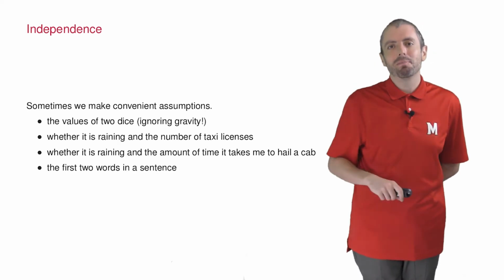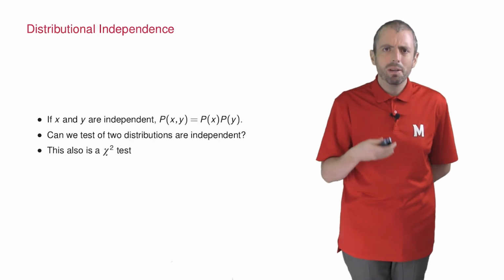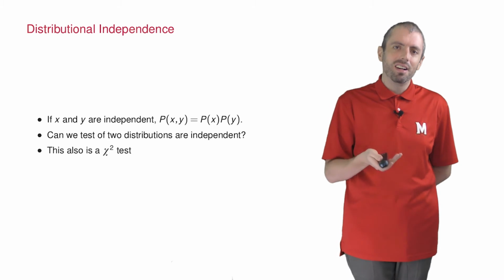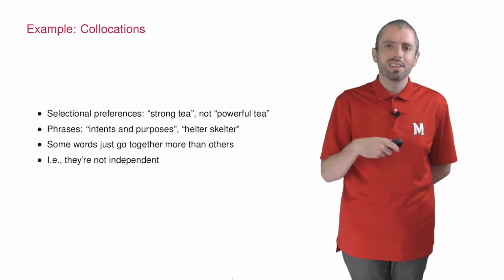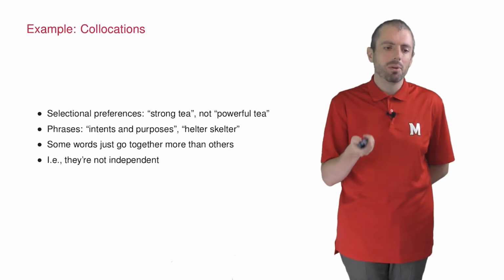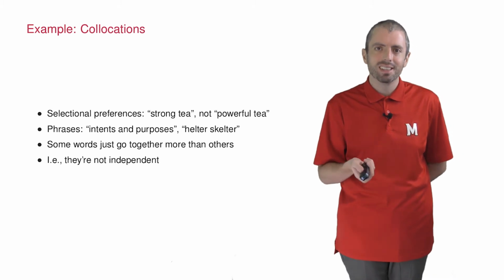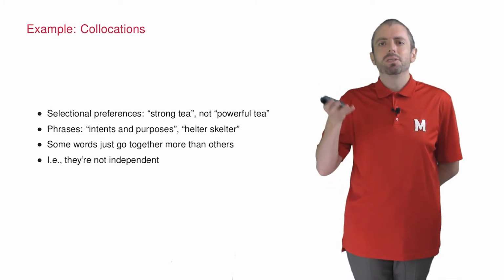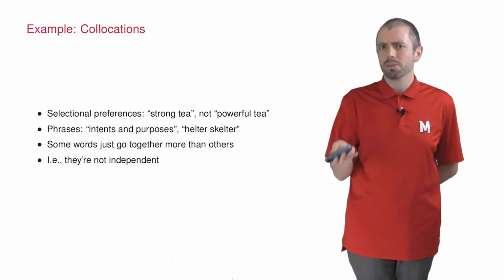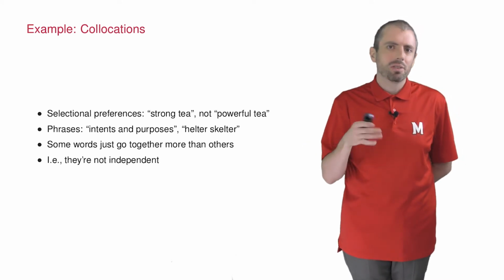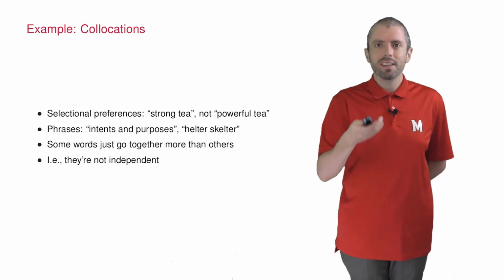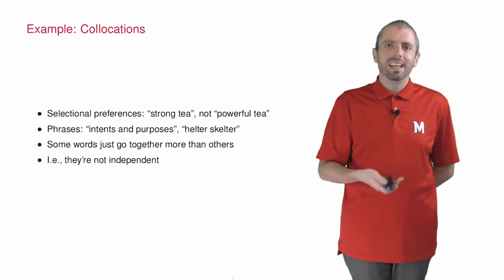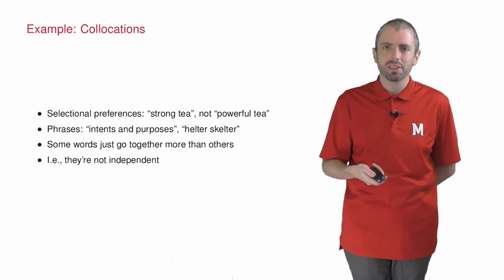So let's get back to hypothesis testing. We want to see if, when two words appear together, they are a collocation. Collocations are pairs of words that mean more than the constituent parts. Sometimes this reflects selectional preferences. For instance, you say strong tea, not powerful tea, even though strong and powerful are synonyms. Other times, they're just fixed phrases that go together, like intents and purposes or helter-skelter.